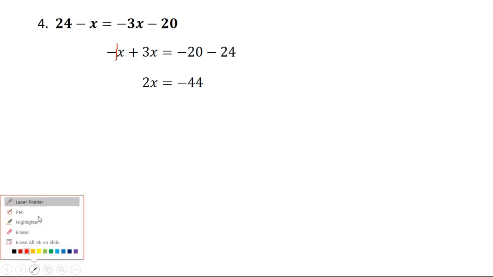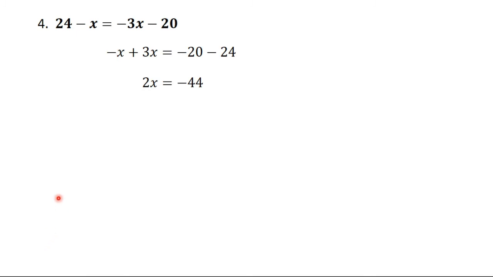Once again, if you are not so clear with this, watch the video on addition and subtraction of algebraic expressions and you see how this is done. So here we have minus 20 minus 24, that will give us minus 44. You divide both sides by 2 and x will give us minus 22.